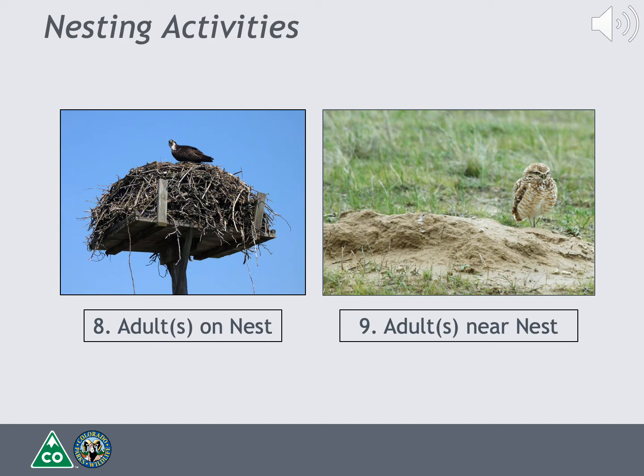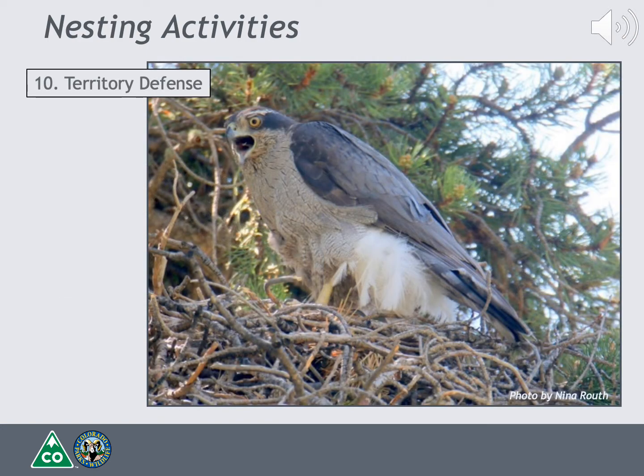Adults near the nest. Adults perched in the same tree as the nest, or on a prominent perch within close flying distance of the nest. If another raptor were to fly by, they should be able to quickly and easily defend the nest location. Territory defense. The different types of territory defense were described earlier in the raptor activity section, but in general, these are behaviors that indicate a raptor asserting their ownership of a particular nest site.